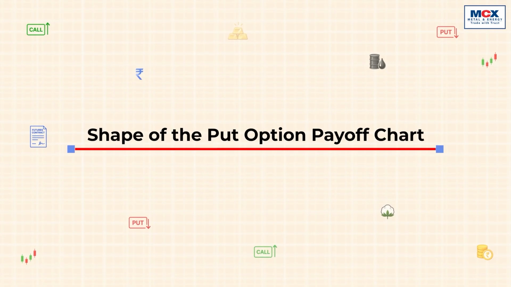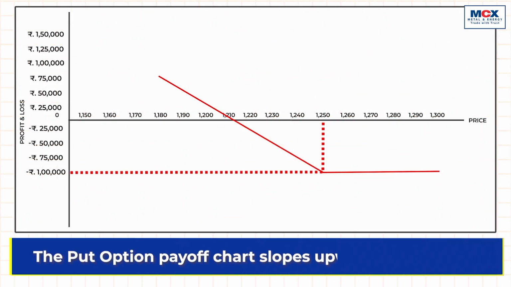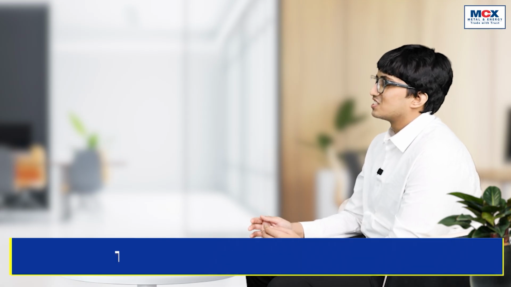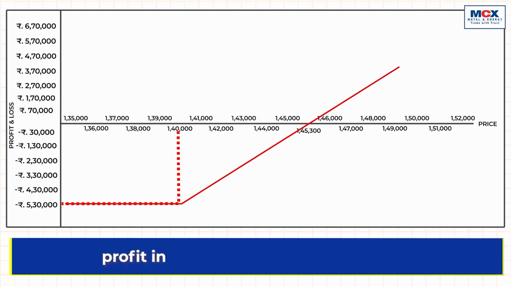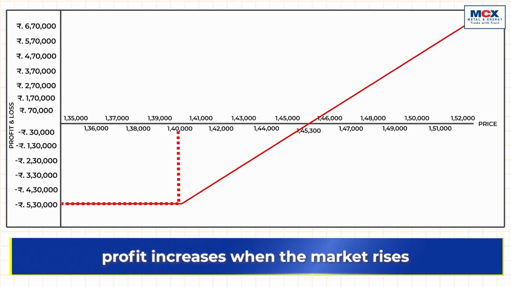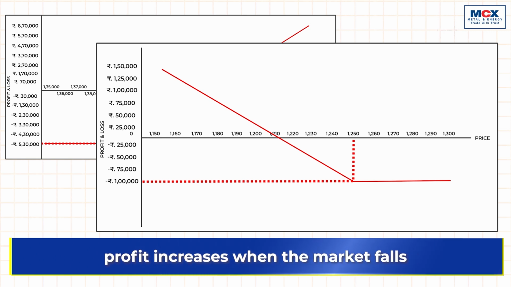Shape of the put option payoff chart. The put option payoff chart slopes upward as prices fall. Yes, I see. This is the opposite of a call option. For a call option buyer, profit increases when market rises. For a put option buyer, profit increases when the market falls.